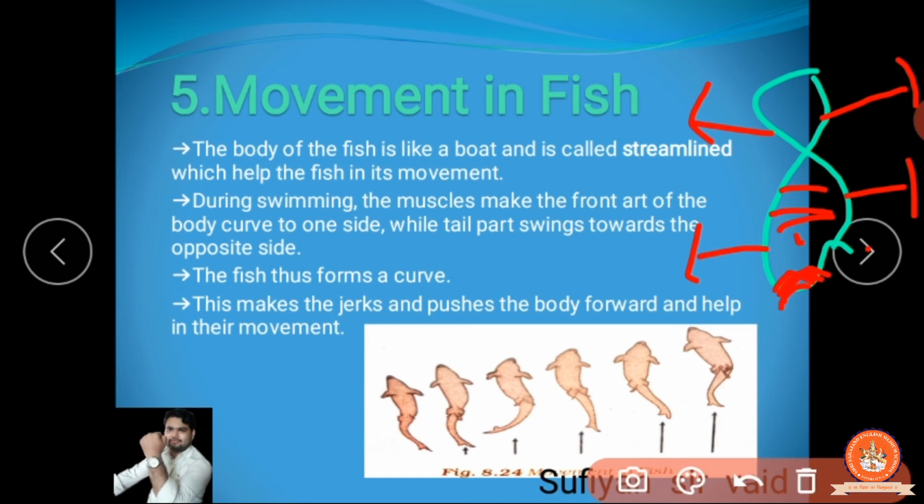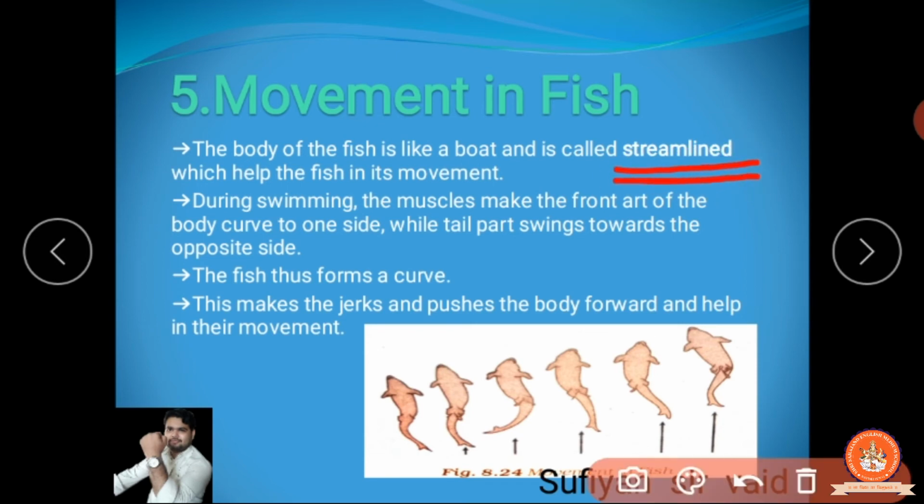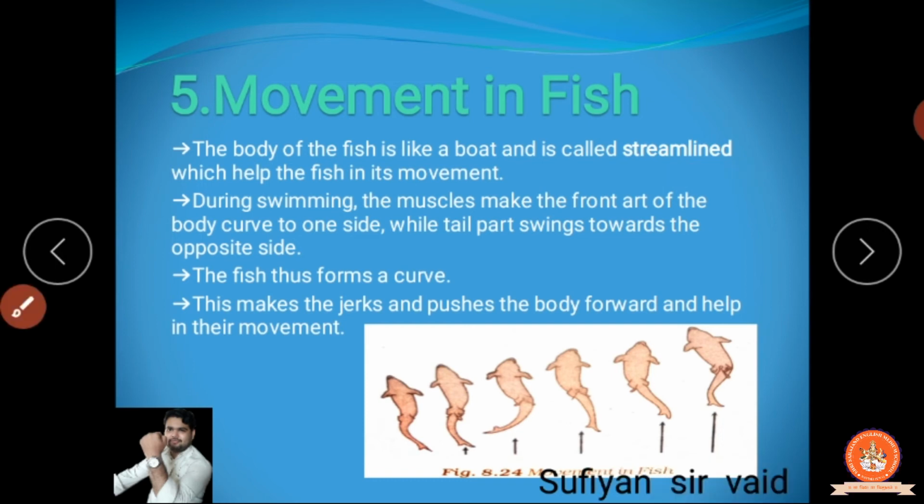Their hand is in a different direction. At the same time, the leg is in a different direction. So they are able to swim. Yep. So what is important is that they have a streamlined structure. Clear? During swimming, the muscles make the front arc of the body curve to one side, while the tail part swims towards the opposite side. So at swimming time, how do they swim?